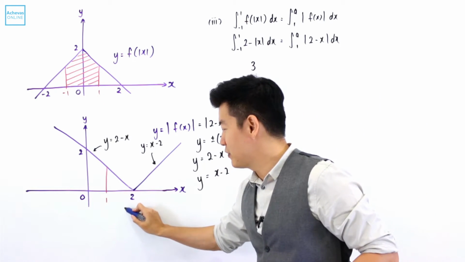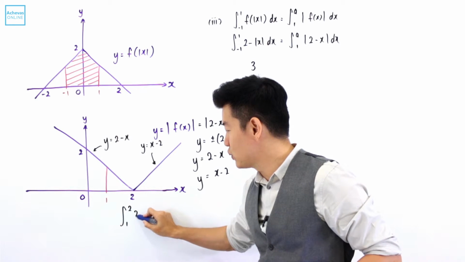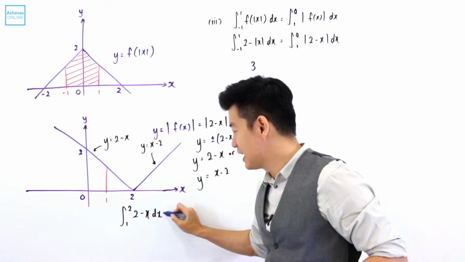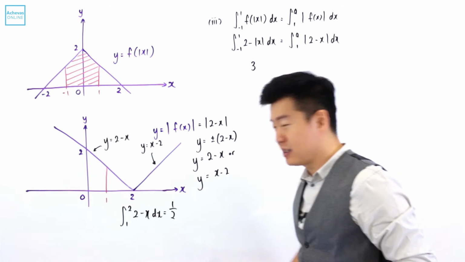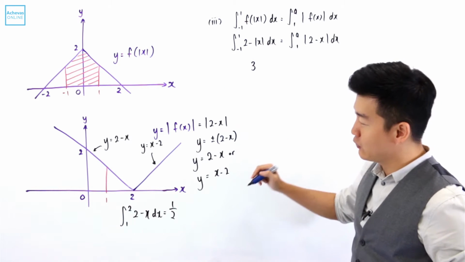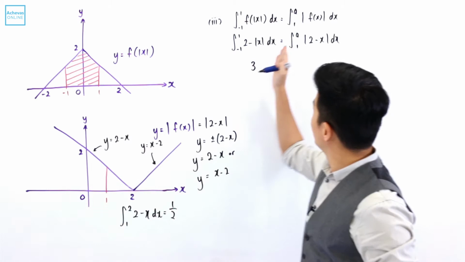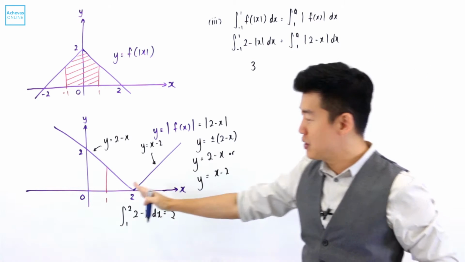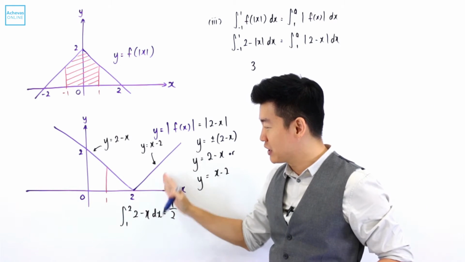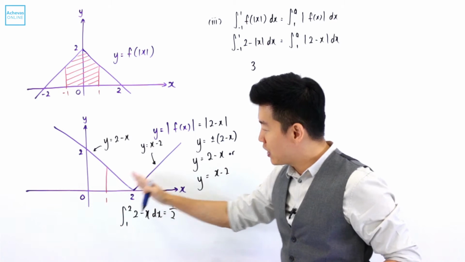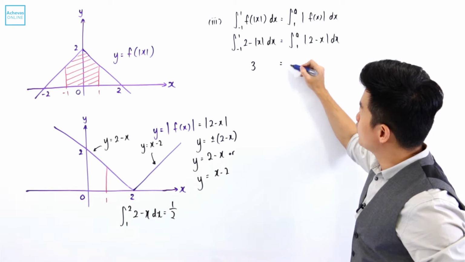To check this, it is pretty fast. I just need to integrate from 1 to 2 of 2 minus x dx. And I'm going to press this into my calculator. I'm going to get half. Half is less than 3, which means that the area of 1 to a, which is equal to 3, must go beyond 2 into the next graph here. That is why now I'm going to break this up into two portions.